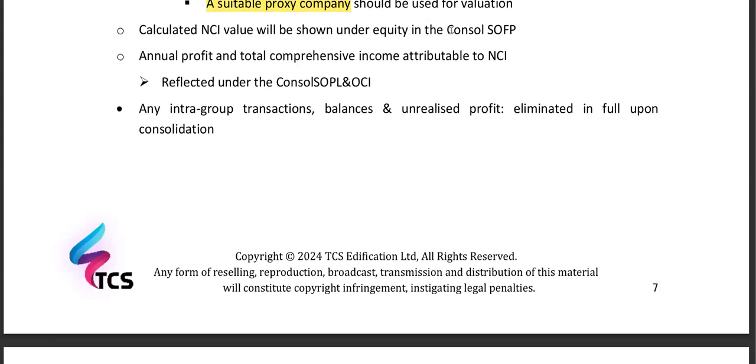Either way, you will have to arrive at a valuation for NCI, and this will be reflected in the consolidated statement of financial position as NCI. And of course, this figure will be reported under equity.